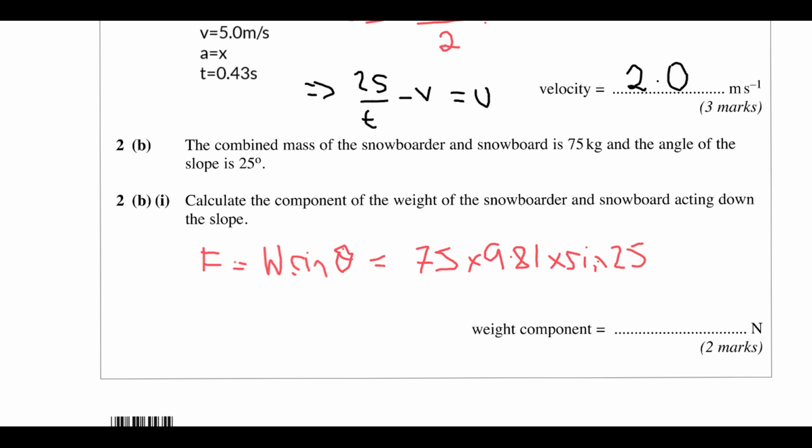That comes out as 310.94. So that would be 3.1 times 10 to the 2 newtons overall there to 2 sig figs.